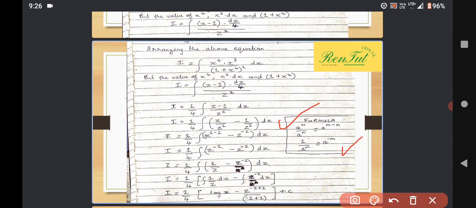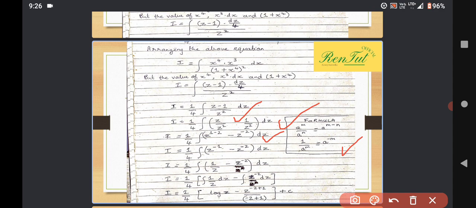1 divided by a raised to m, if it goes to the numerator, it will have a minus sign. Similarly, z square, which is there in the denominator, has gone to the numerator as z raised to minus 2. You can see the previous term, z minus z divided by z square. When that z square goes on top, it will become minus.